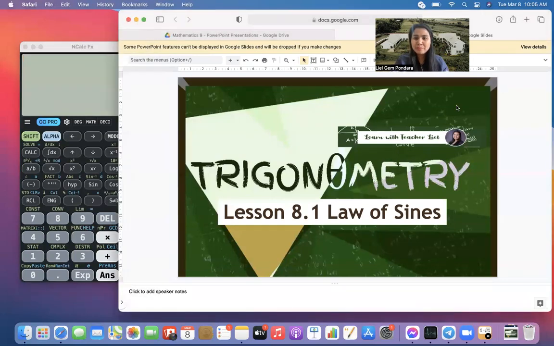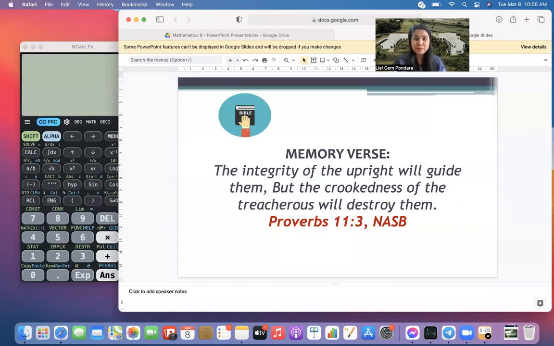To start with, let's recite today's memory verse. It's found in Proverbs 11, verse 3. It says, "The integrity of the upright will guide them, but the crookedness of the treacherous will destroy them."